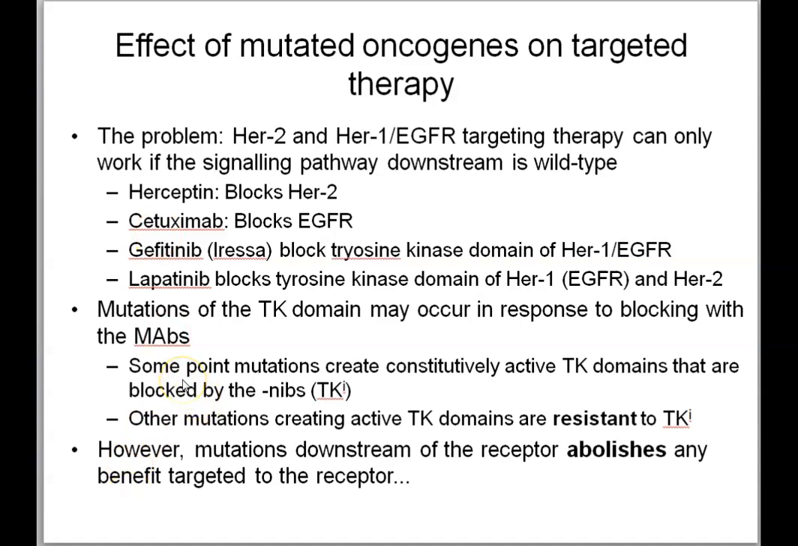Equally, some cancers can acquire point mutations in the tyrosine kinase domain that are not blocked by the NIBs, such as erlotinib and gefitinib. So those mutations can make cancers resistant to the tyrosine kinase inhibitors, so that can stop those from working as well. But the main point here is if you've got any mutation downstream of the receptor that is activating, it means that there is no point in targeting that receptor specifically.